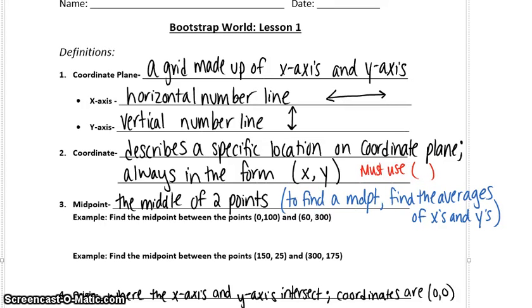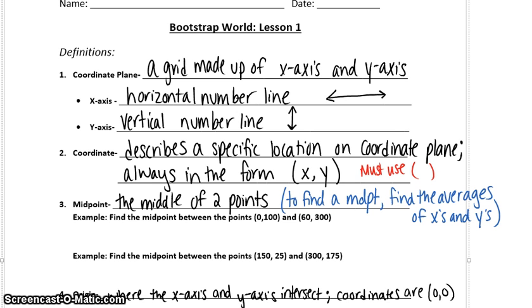In this video, we'll be taking a look at Bootstrap World Lesson 1. This is our first lesson in Unit 4, which is our coding unit. At this point, you should have this Lesson 1 packet in front of you, and if you have not copied down these definitions yet, I would suggest that you pause the video now and copy them down.